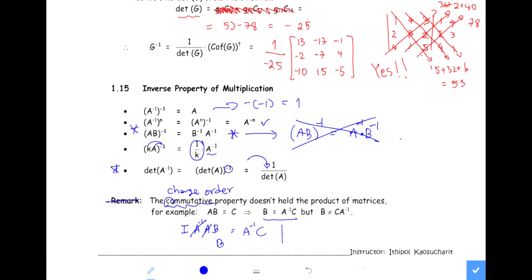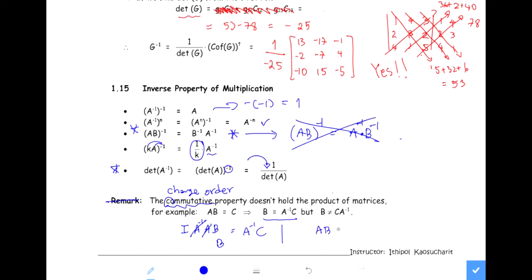You cannot change the order. Order is so important, right? AB is never equal to BA, but sometimes I can correct. I just correct myself: AB is not always equal to BA. So what should I say?